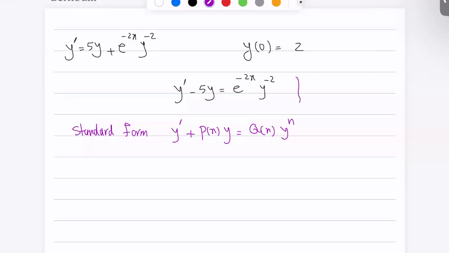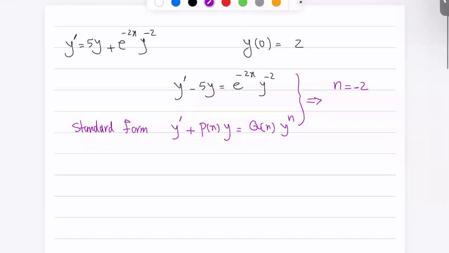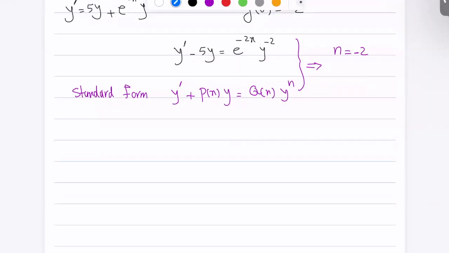If you compare these two, you can see here n is -2, and of course p is -5, q is e to the negative 2x. But what we really need is just n. So n is -2. And we know that to solve the Bernoulli equation, all you need to do is some substitution, some change of variables. Our new unknown function, we can call that u or v.